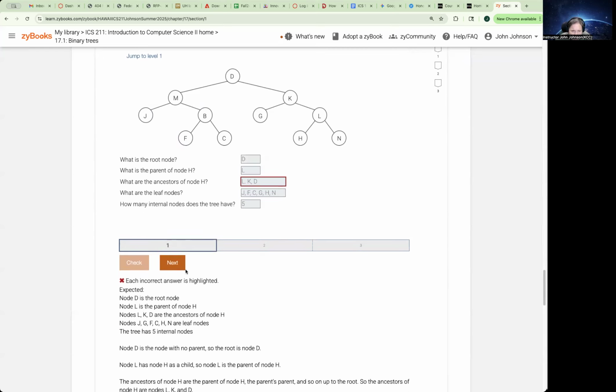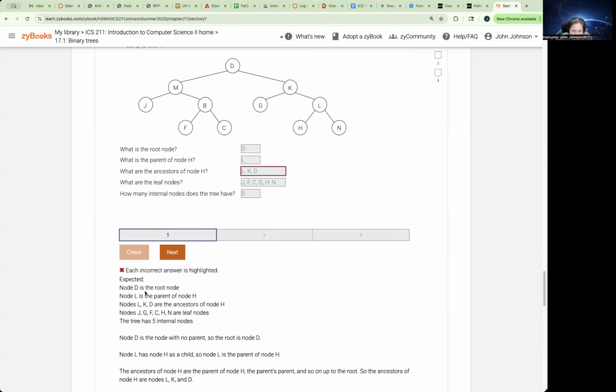And we've got incorrect answers. So expected, D is the root node. We got that. L is the parent of H. L, K, and D are the ancestors of H. So we look at this, L, K, and D is marked incorrect, and I'm not sure why exactly that is.